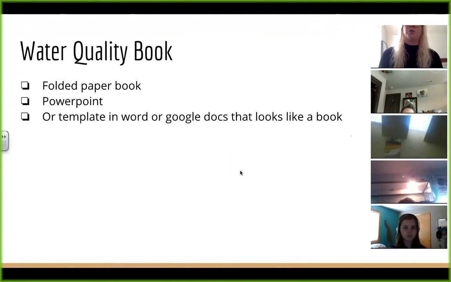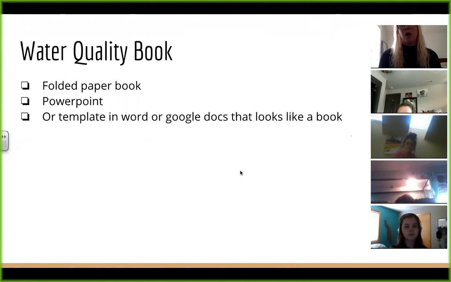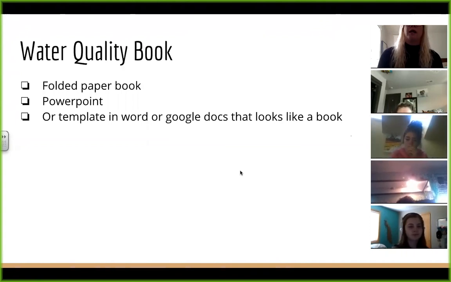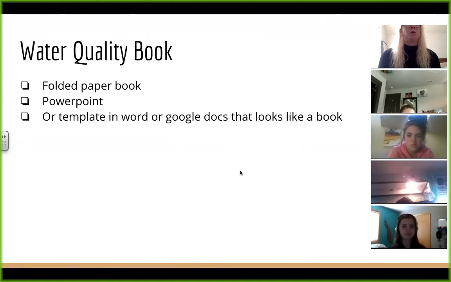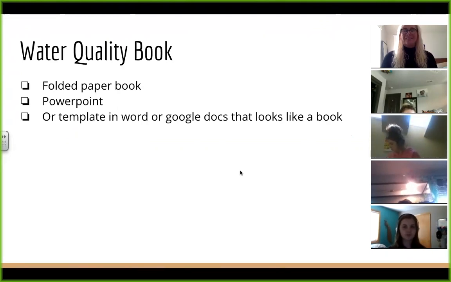So right now I want you to type in the chat, which one of these three options do you think you're going to choose? If you're making a book about water quality, are you going to do a paper book, a PowerPoint, or a Word document, Google Doc book situation? I'm seeing PowerPoint, paper, PowerPoint, paper. No one's taking up Google Doc template. Yeah, I don't actually think those exist, so you would have to create it. So that would be the hardest. Okay, good.